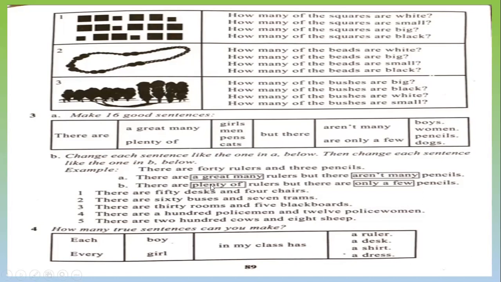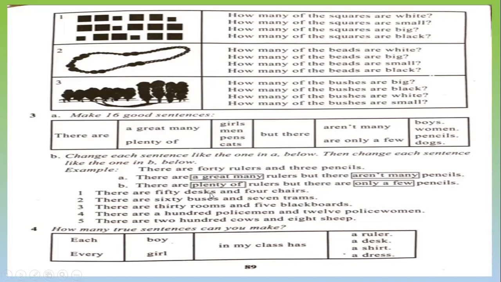This exercise is also for practice. Change each sentence like the one in blue. Look, there are 40 rulers and 3 pencils. Means rulers are more, pencils are few. There are a great many rulers, but there aren't many pencils. We can write this sentence like this: there are plenty of rulers, but there are only a few pencils. A great many with not many, plenty of, few.